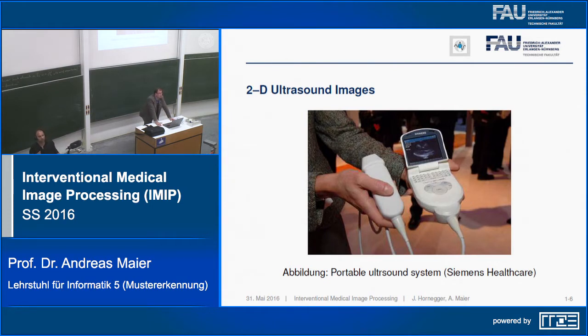The technology is very, very well available. So you have ultrasound in many clinics, many doctors use it, and it's a rather cheap technology compared to the other modalities that we've seen in the lecture so far. So an ultrasound device is much cheaper than a CT system, and it's also much cheaper than an MR system. MR is really, really expensive. And in 2D ultrasound, you can deploy it even in an ambulance.